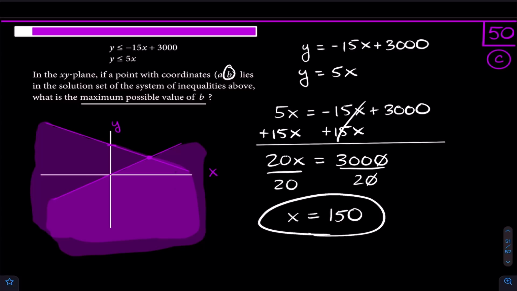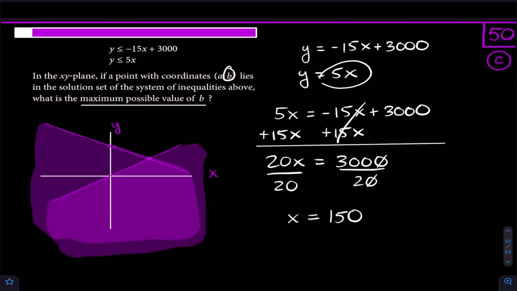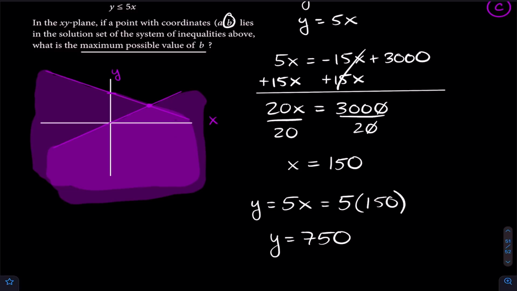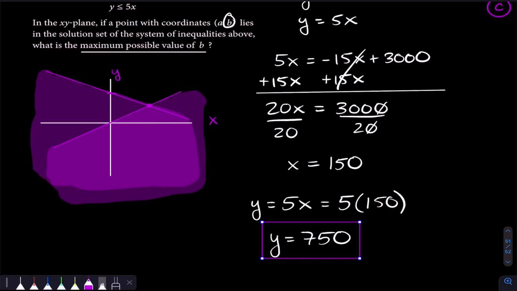So is 150 my answer? Well, don't be so quick there. Remember what we wanted. We wanted the y coordinate. So I think it'd be easiest to plug into the 5x. We need to multiply that guy by 5. So it's 5 times x, which is 150. So y is actually 750. That is the y coordinate of that point. And that is the answer for this final problem for the video.